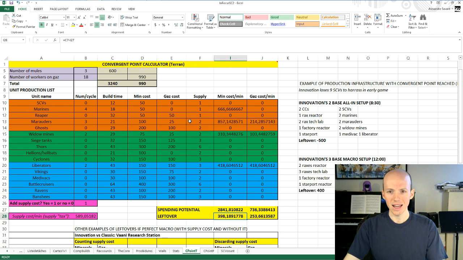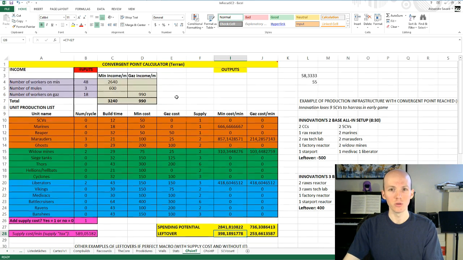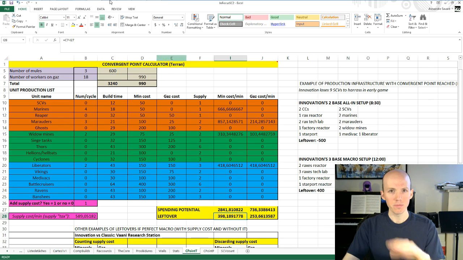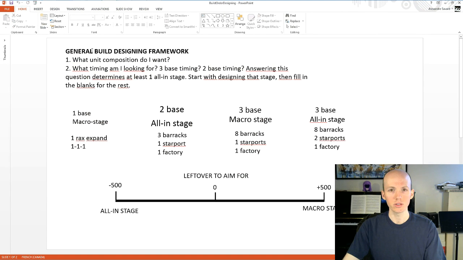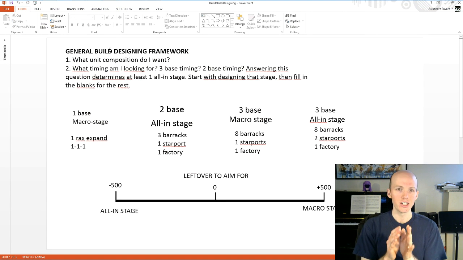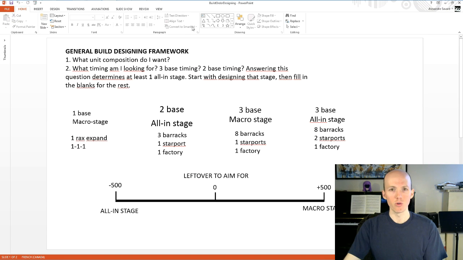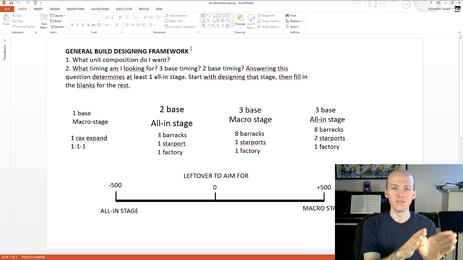So yeah, that gives you an idea of what you should expect in terms of leftovers if you're going to design your build orders. So in order to wrap all of this up, we're gonna take a look at this sheet I wrote. It's just a general build order designing framework. So just general ideas that you could use in order to design your own build orders from the things that we just said, considering the things that we said in this video.